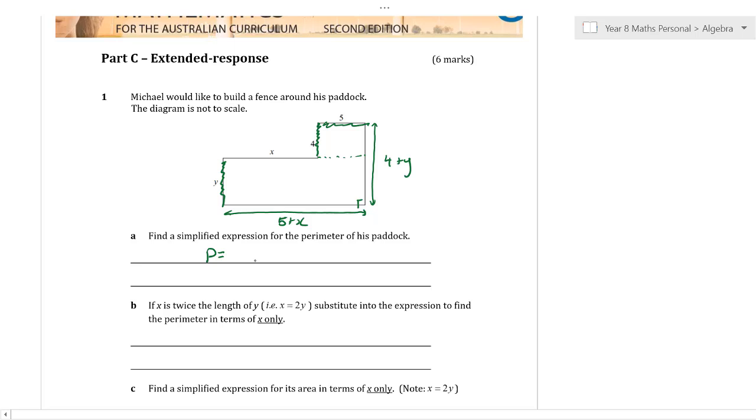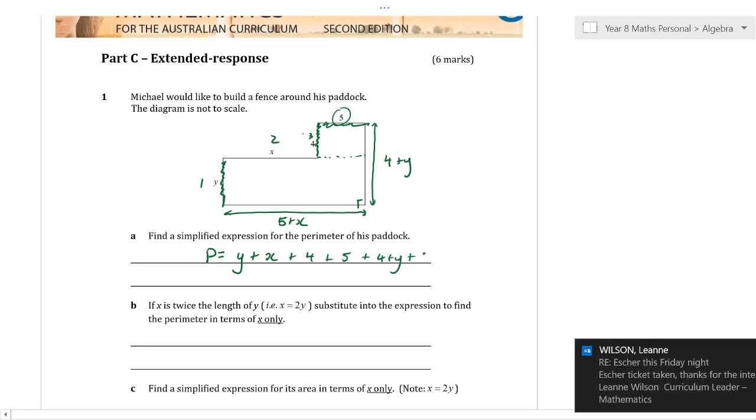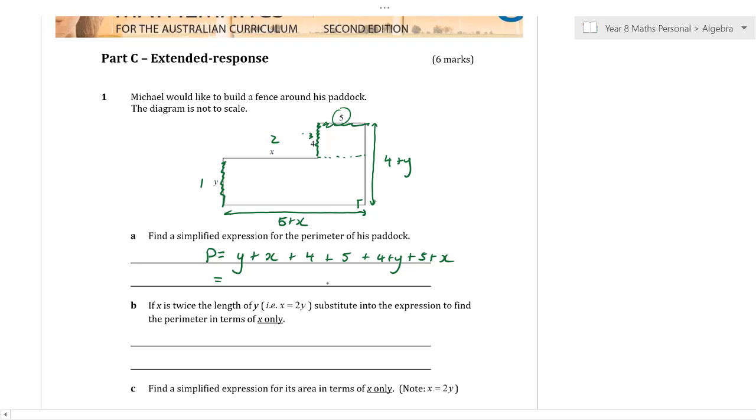So the perimeter, of course, is the distance around the outside. So we're going to add all these together. Okay, 1, that's y, plus 2, that's x, plus 3, this distance 4, and then plus this one here, which is 5, plus 4 plus y, plus 5 plus x. Okay, so now I'm going to combine all of those together. So we've got 5 plus 5 is 10, plus 4 plus 4 is 18. So that's 18, combining those like terms.